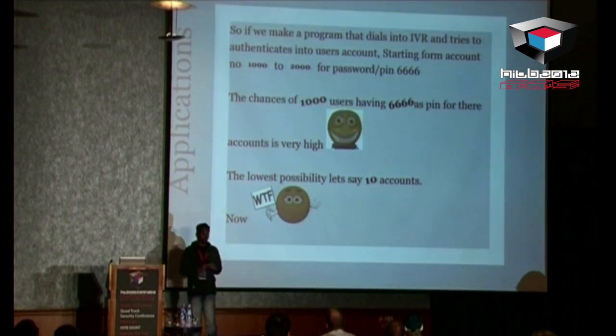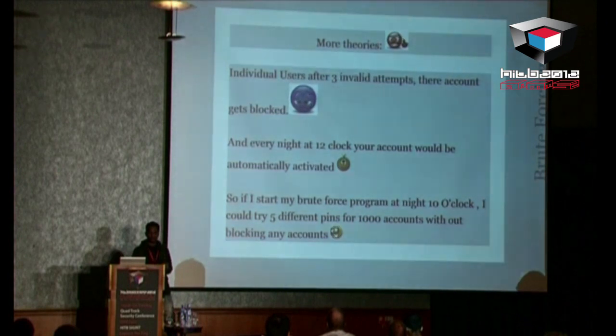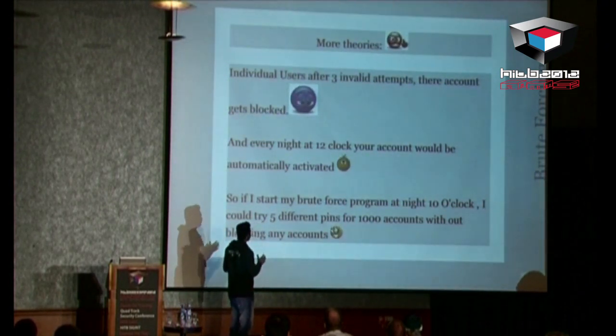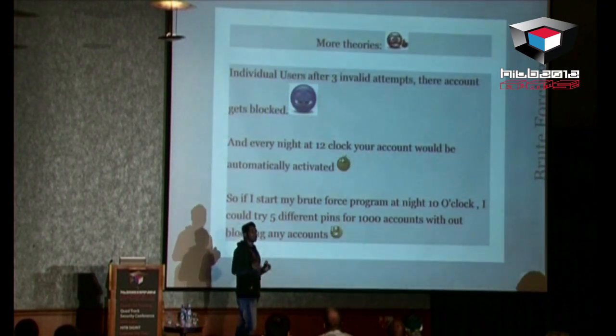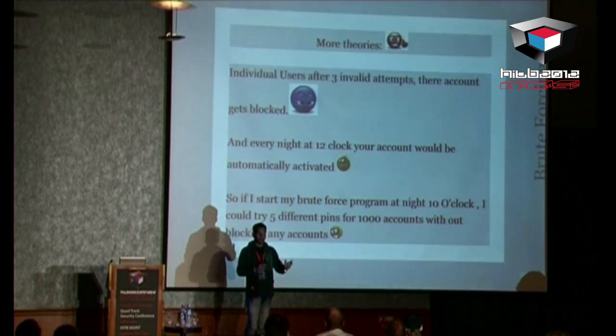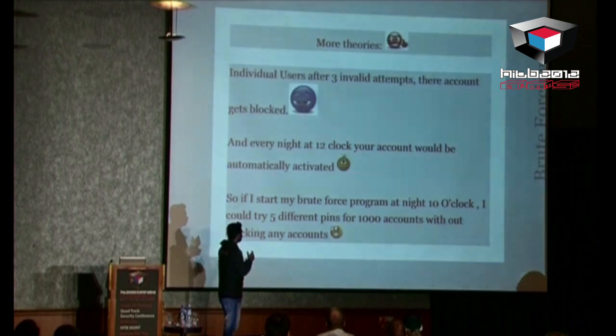So let's say the lowest possibility is 10 accounts. I made a quick program and there was this very funny logic bug. If we made three invalid attempts to log into the system, it would block the account. But every night at 12 o'clock, the accounts would be reactivated. So it was not a time gap, it was a specific time. If the accounts are blocked and then reactivated at midnight, this gives us more opportunity.